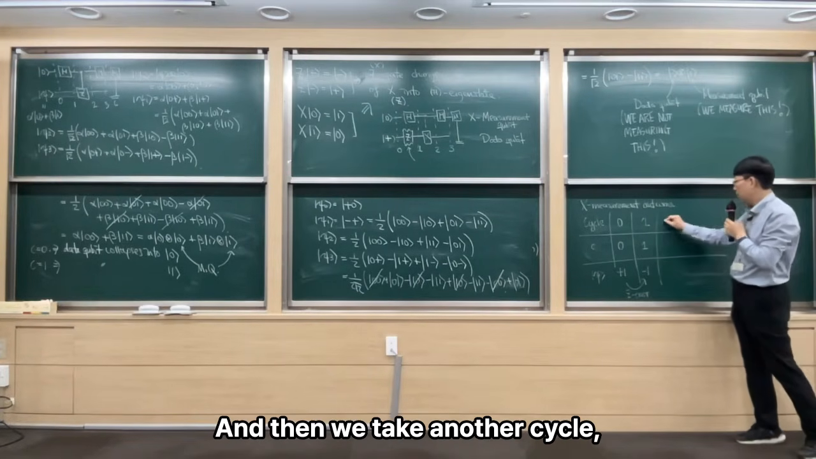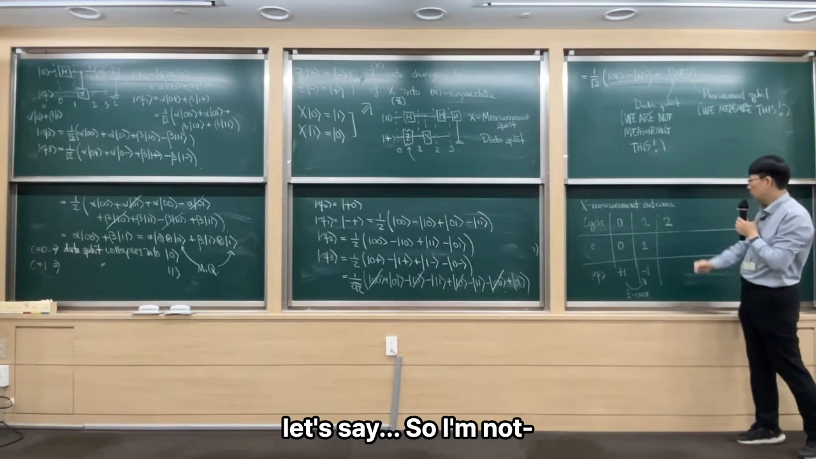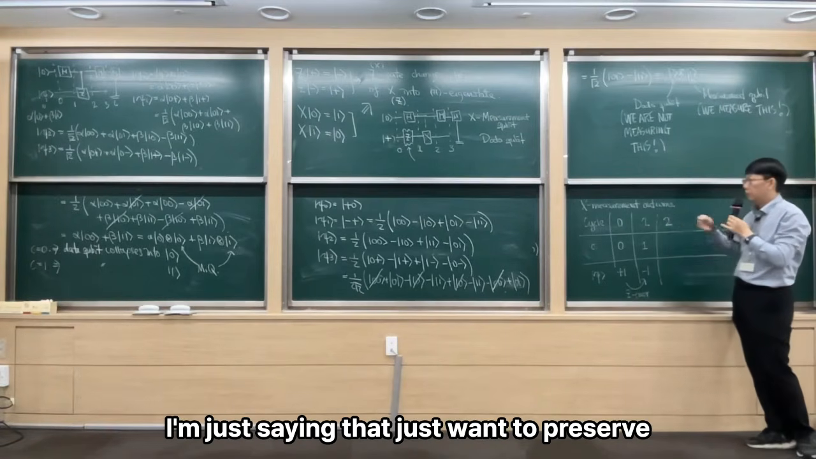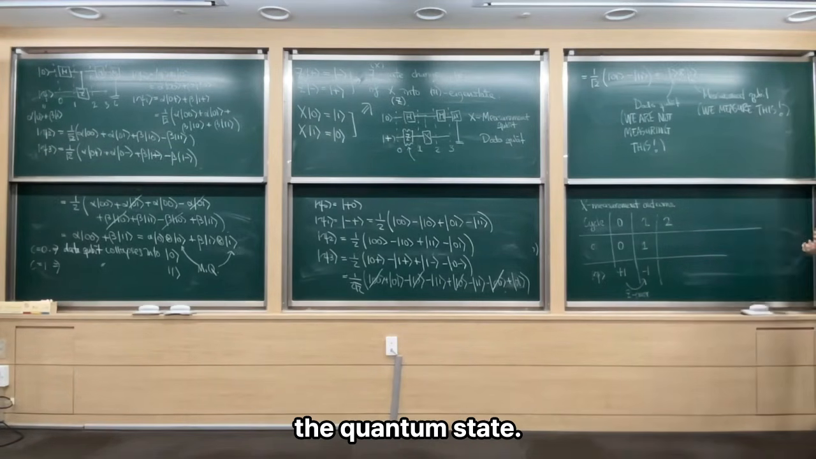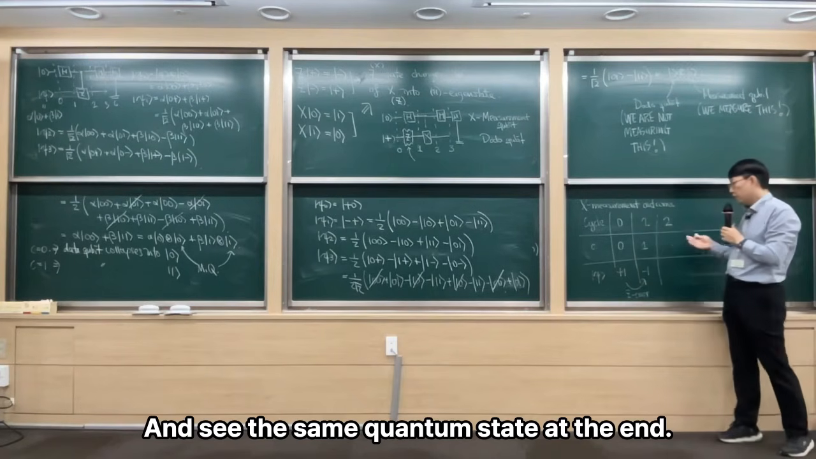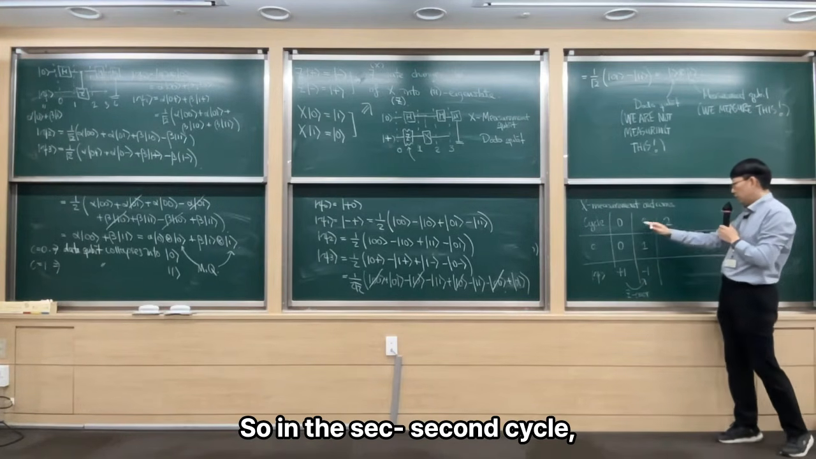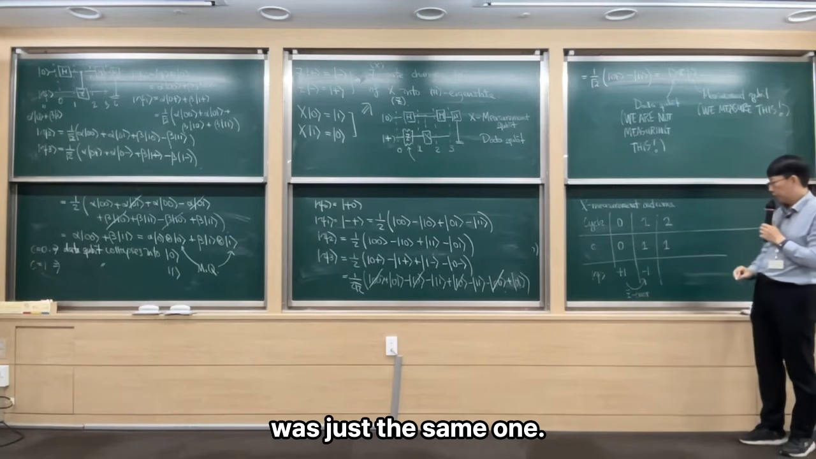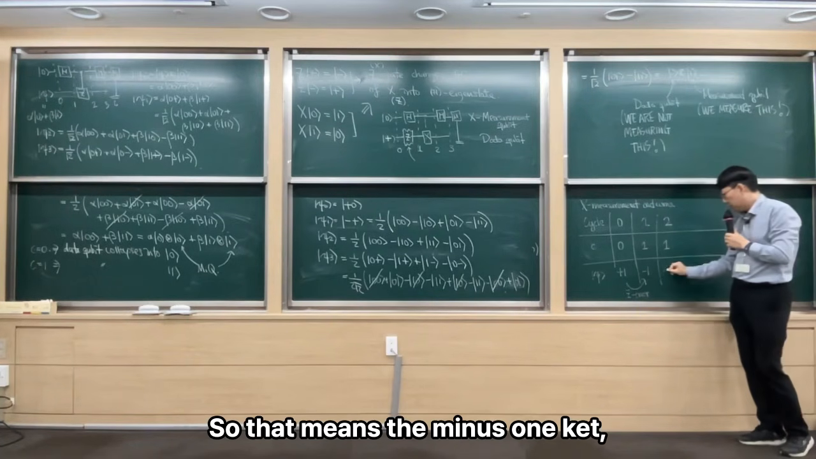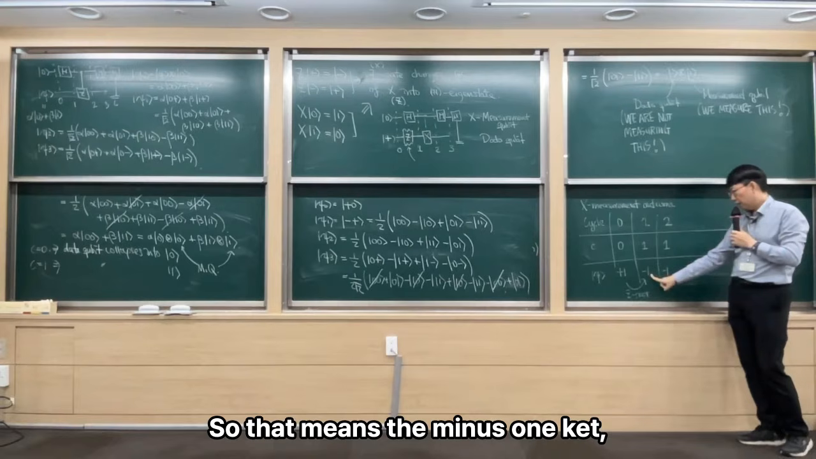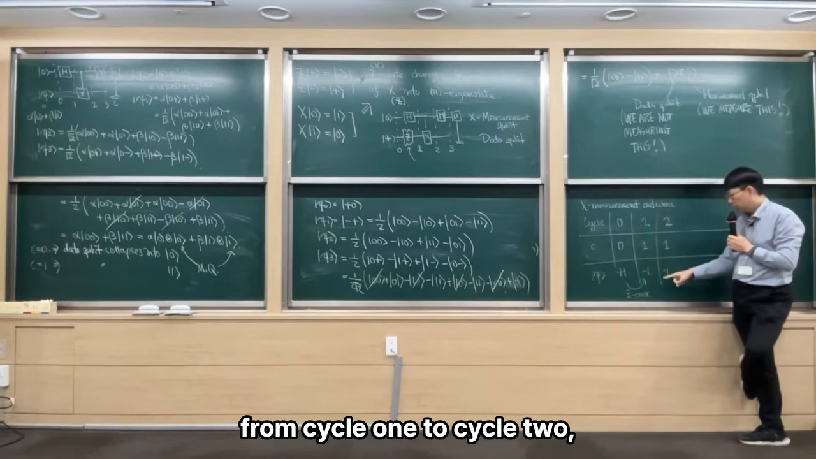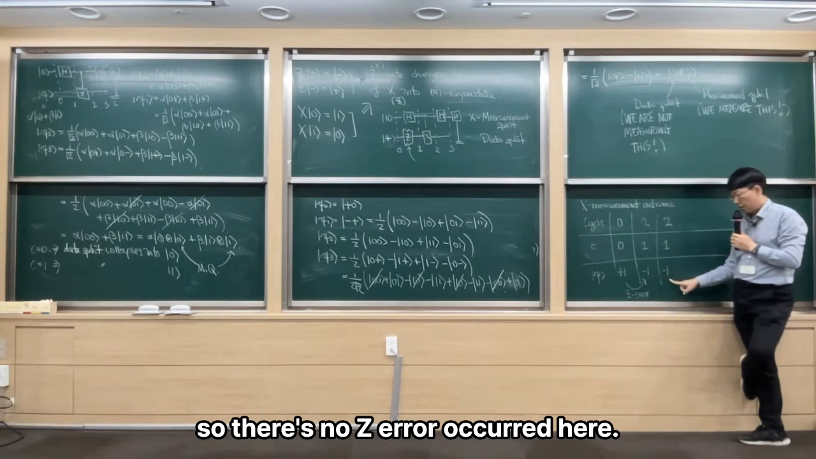And then we take another cycle, let's say. I'm not doing any logical operator. I just want to preserve the quantum state and see the same quantum state at the end. So in the second cycle, let's say our measurement outcome was just the same, 1. That means the minus 1 eigenstate is preserved from cycle 1 to cycle 2. So there's no Z error that occurred here.